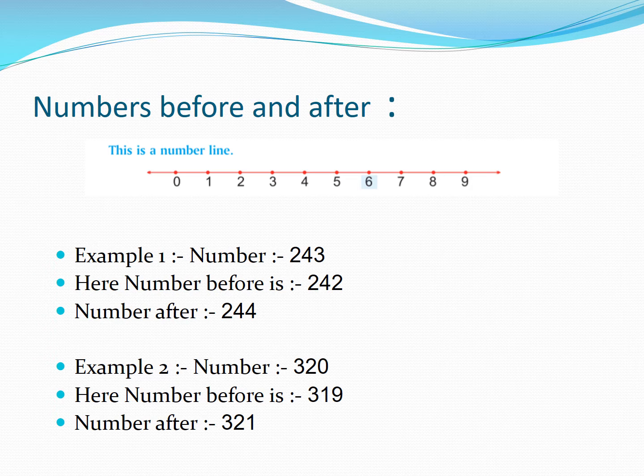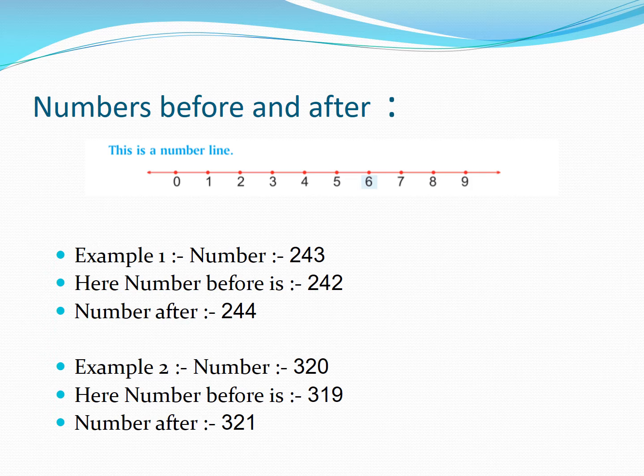The concept of numbers before and after we have seen in the first lecture. Do you remember this number line from the first lecture? Very good. So here we are going to consider two examples. In the first example, that is number 243, you will look for the number in ones place. That is number 3. Very good. To get the number before and after of this 243, we are going to consider only ones place value.